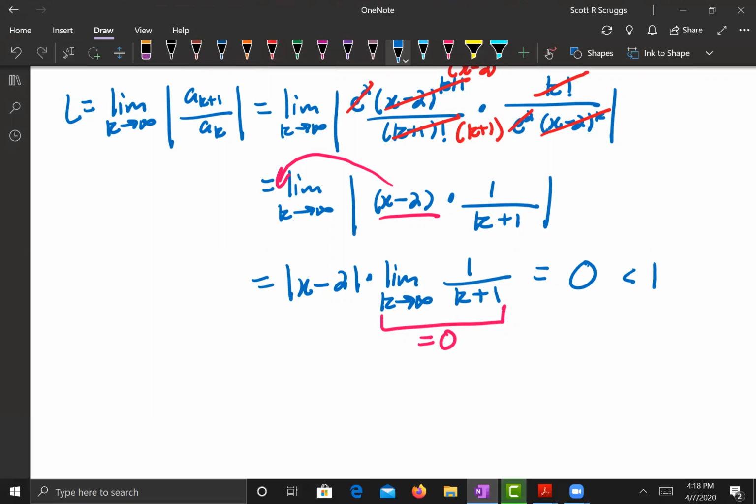Now, we did an example like this yesterday during our Zoom meeting, if y'all were here. If I was trying to find a radius of convergence and I got that L equals 0, how can I interpret that? That's my question for y'all. How should I interpret it when I'm trying to find a radius of convergence and I just have L equals 0, which is always less than 1?